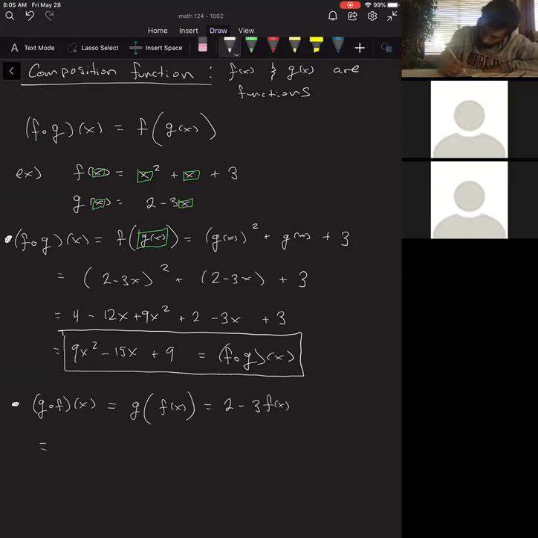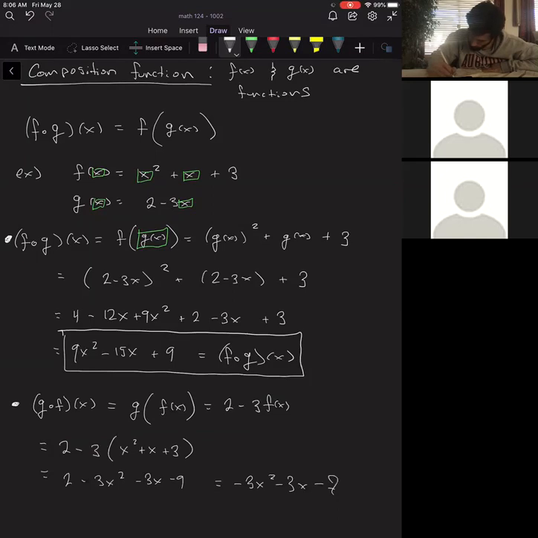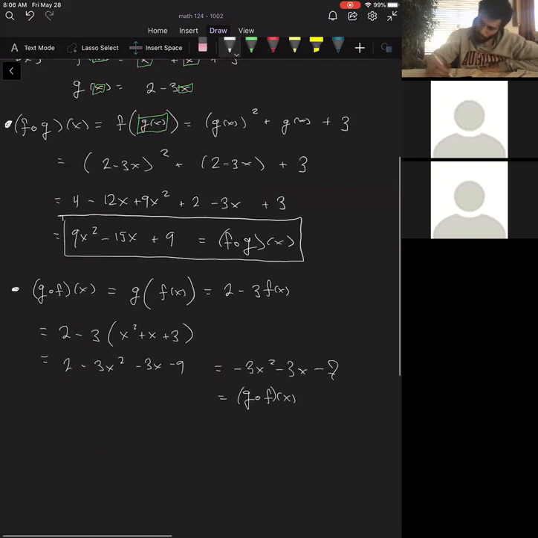All right, so what does this equal? We're going to get 2 minus 3, and what's f of x? f of x is x squared plus x plus 3, which equals 2 minus 3x squared minus 3x minus 9, which equals minus 3x squared minus 3x minus 7. And so this would be our answer for this one.